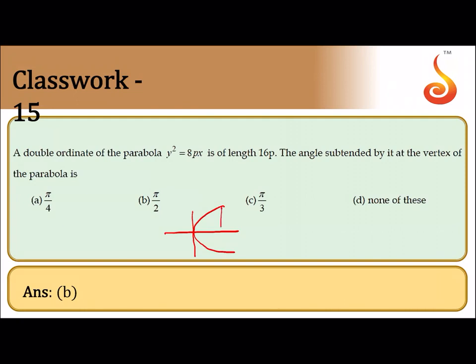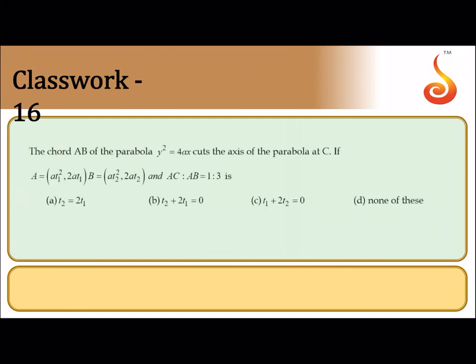Okay, angle subtended by the vertex is equal to pi by 4. So total angle will be pi by 2. We did correct. So this angle is equal to pi by 4, and this angle is also pi by 4. So total angle is equal to pi by 2. Option B is correct.